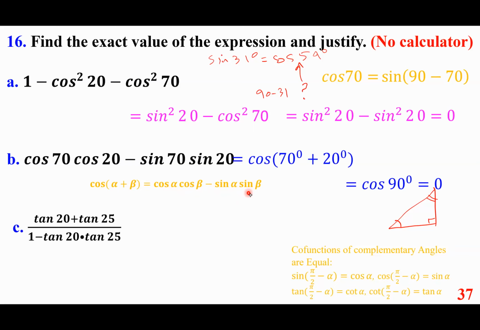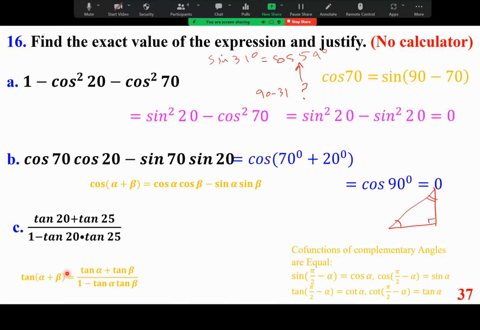Tan of 20 plus tan of 25 over 1 minus tan 20 times tan 25. I'm going to remind you of the tan of alpha plus beta having the same formula. So this is tan of alpha plus beta, 20 plus 25. Now this is tan of 45 degrees, and you know it to be 1. Very straightforward, everybody.